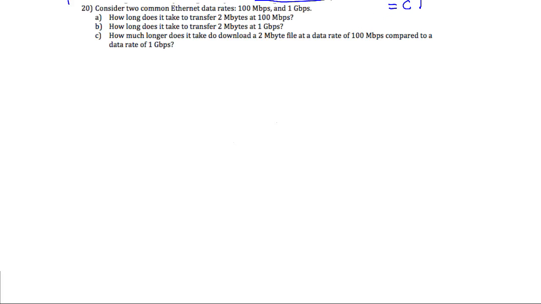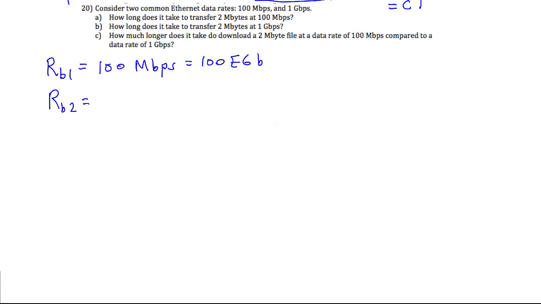Okay. The first thing I'm going to do is write down these data rates. We've been using R sub B for bit rate, so I'm going to use RB, but I'm going to call it RB1 and RB2. Bit rate 1 is 100 megabits per second, and we can write this as 100 times 10 to the 6th bits per second. And RB2 is 1 gigabit per second, and we can write this as 1 times 10 to the 9th bits per second.